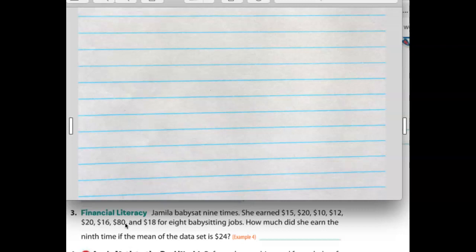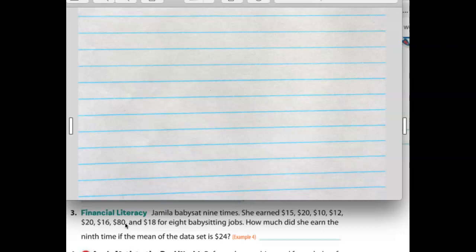Okay, so number 3 says Jamila babysat 9 times. She earned $15, $20, $10, $12, $20, 16, 80, 18 for 8 babysitting jobs.